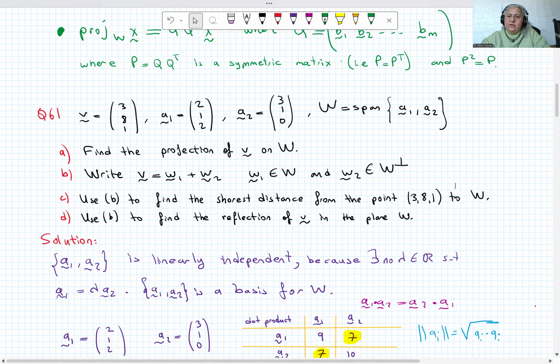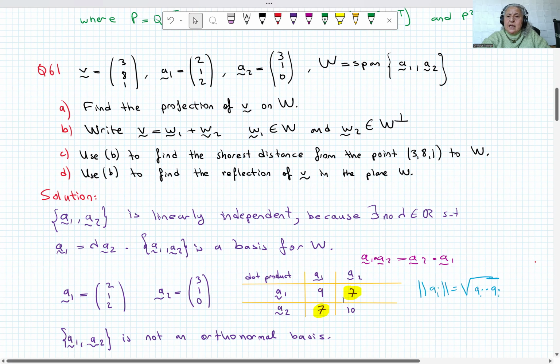Okay, first things first. If A1 and A2 are linearly independent, then they are a basis, right? And they are linearly independent because they are not multiples of each other. If you have two vectors, it is easy to check whether they are linearly independent: there is no lambda in R such that A1 is equal to lambda times A2. There is no such lambda, right? This is not a multiple of this. Impossible. So the vectors A1 and A2 are linearly independent. This means that A1 and A2 form a basis for W.